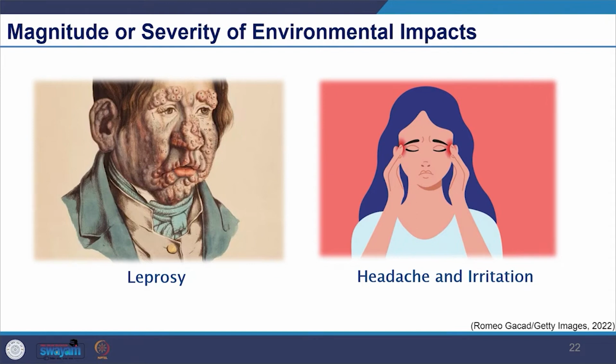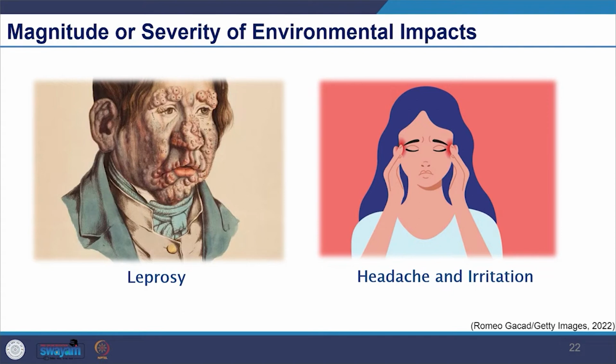So if a project's air pollution is within the standards, then it might be an acceptable range compared to a high level of pollution. So magnitude would also vary. Likewise, how severe the impact is also looked into. For example, toxic pollution in soil causing leprosy, and increased noise causing headache or irritation. So you can think about how severe the impact is, which one would be severe and which you would let go.